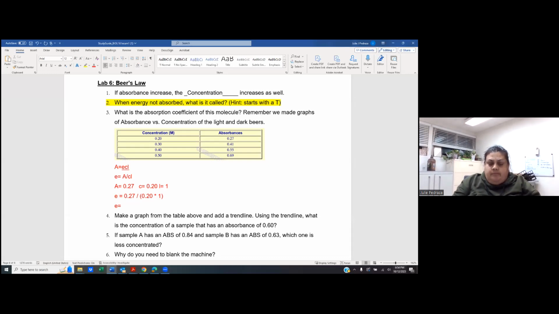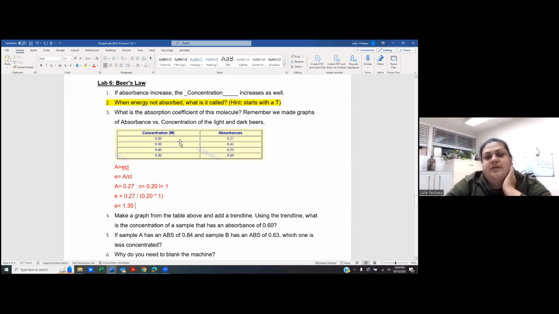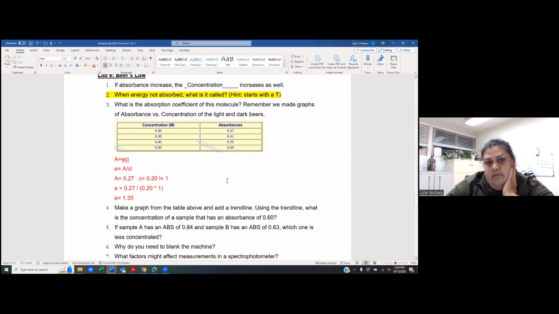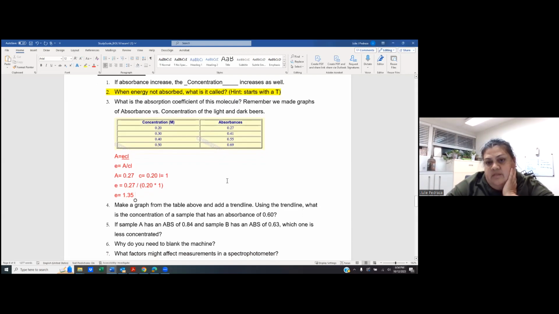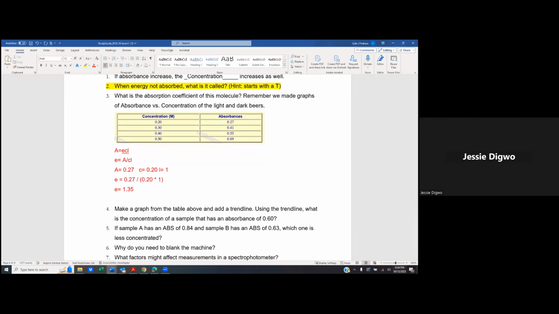somebody solve it already? Am I correct? Yeah. Okay. So that is for the first one, and then you continue to solve for the rest. Okay? Does that make sense? Or do we want to do one more? Please do one more. Okay, sure.